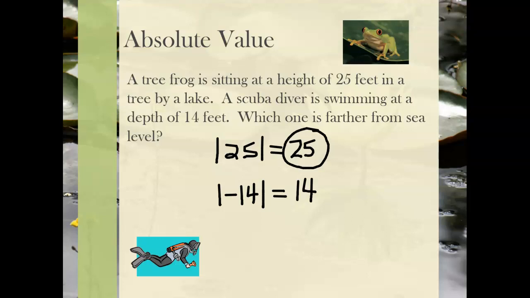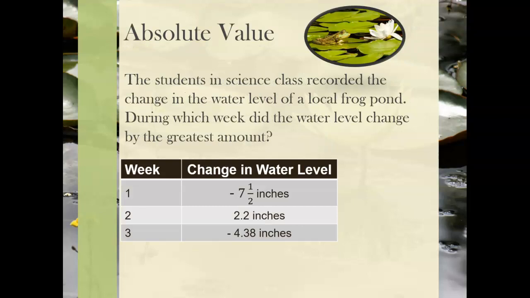The students in science class recorded the change in the water level of a local frog pond. During which week did the water level change by the greatest amount? We can use absolute value to help us solve. In week 1, the water level dropped 7 1/2 inches. The absolute value of negative 7 1/2 is positive 7 1/2.